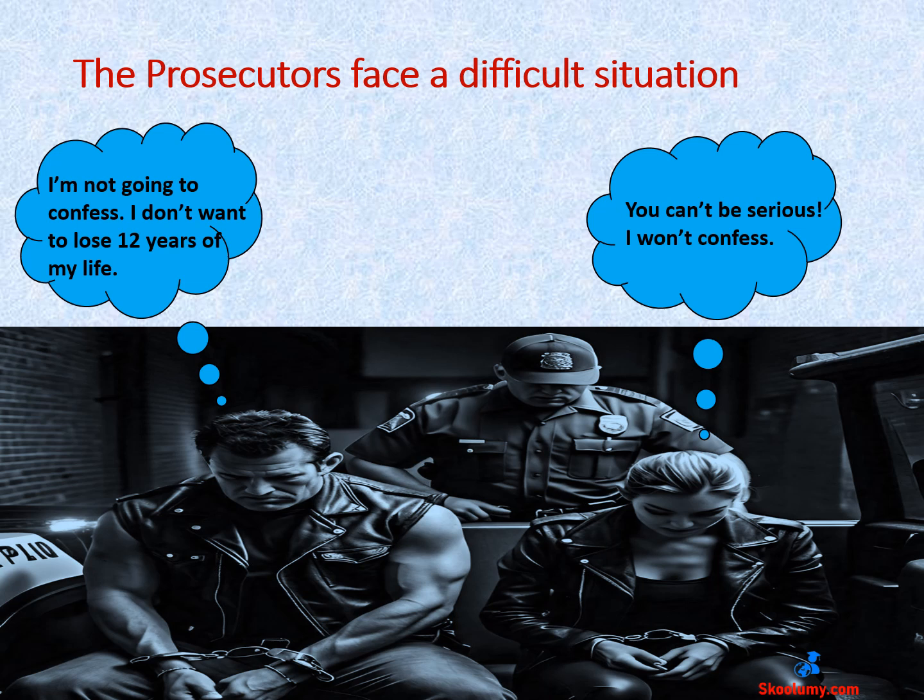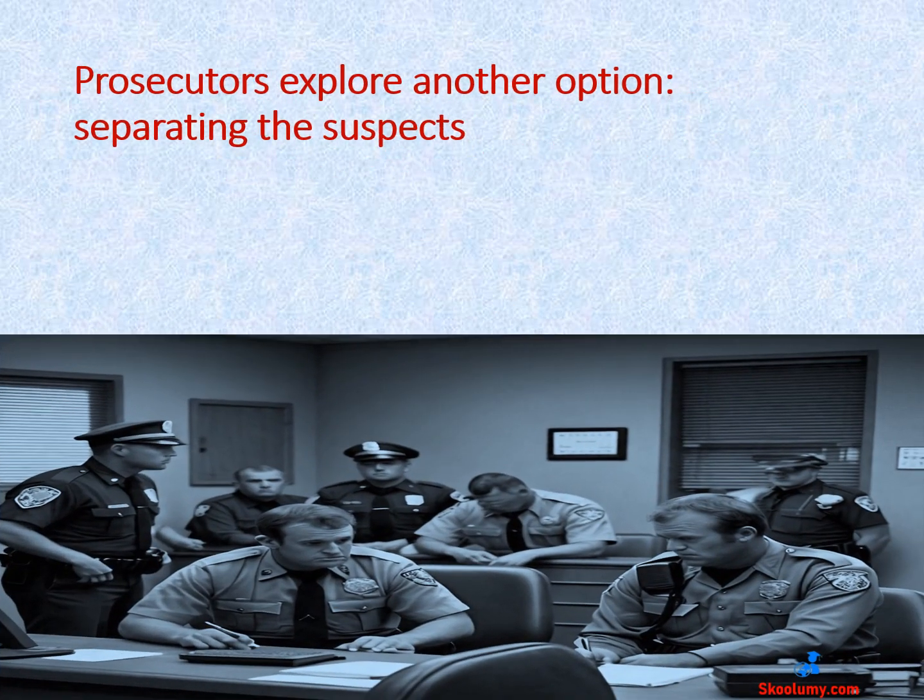But the prosecutors are worried because a crime has been committed, and it attracts a maximum of 12 years jail term. The government lawyers would explore many options to get the suspects to confess. But this will be difficult to achieve if the suspects are being questioned in the same room. The prosecutors explore another option, keeping them in different rooms and persuading them to confess. The prosecutors know that if the suspects are being interrogated together in the same room, they will cooperate and not confess. Therefore, the suspects are separated physically and interrogated separately.